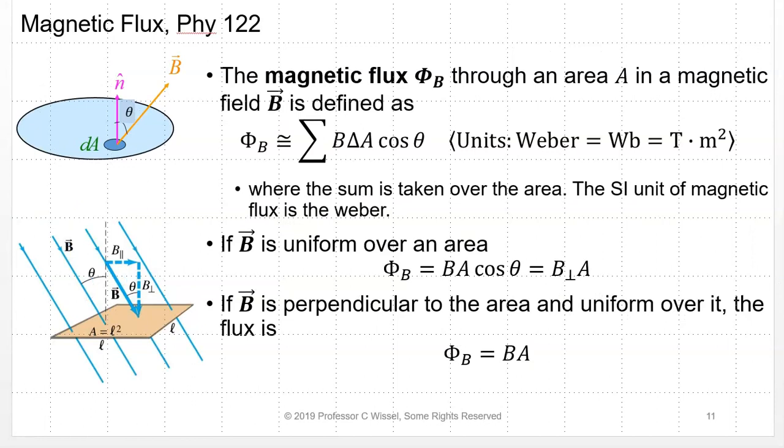If you are a Physics 122 student, which is algebra based, you belong here. Okay, we have an area here, and we have a magnetic field that pierces the area at an angle theta with respect to the normal. Remember, we always measure angles relative to the normal.